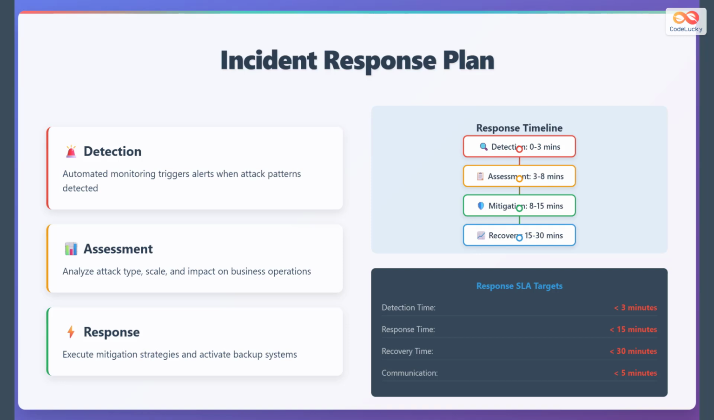Here is a sample response timeline which shows the time taken by each phase. The goal is to complete the detection within 3 minutes, assessment within 8 minutes, mitigation within 15 minutes, and recovery within 30 minutes. These are some service level agreement, or SLA, targets. Detection time should be less than 3 minutes. Response time should be less than 15 minutes, recovery time should be less than 30 minutes, and communication should be done in less than 5 minutes.